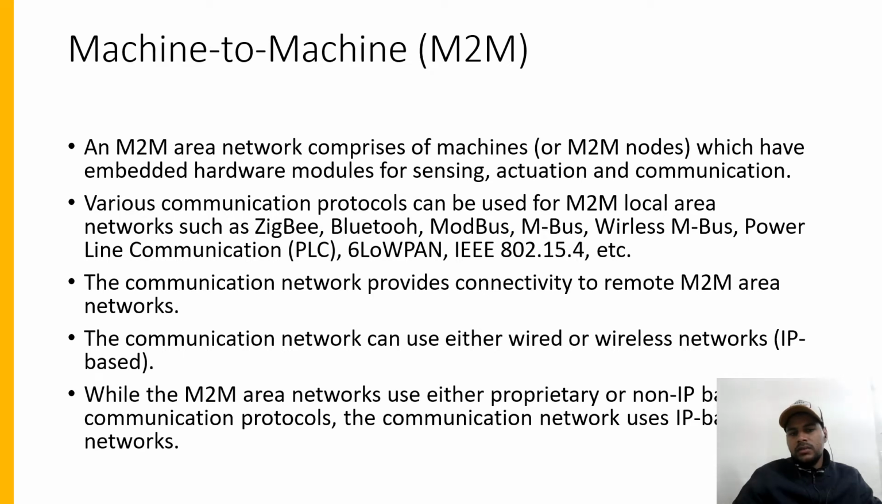The communication network can use either wired or wireless networks. It is also called IP based or non-IP based. While the M2M area network use proprietary or non-IP based communication protocols, the communication network uses IP-based networks. So the M2M area network use non-IP-based communication protocols, but the communication network uses IP-based protocols.